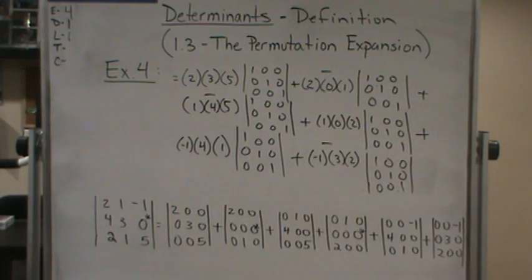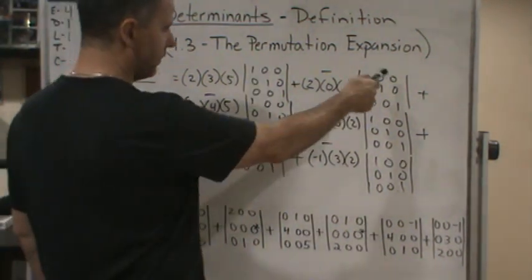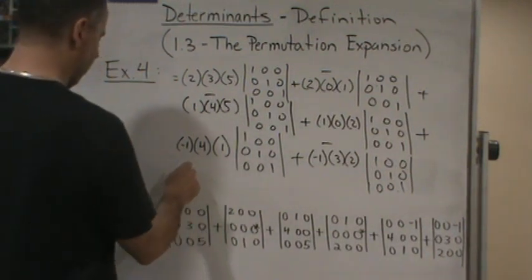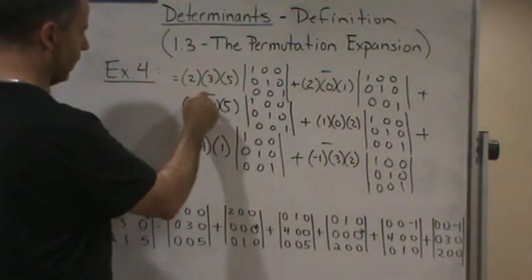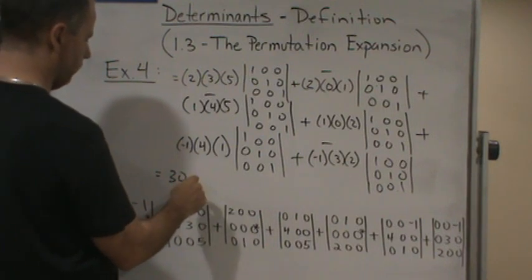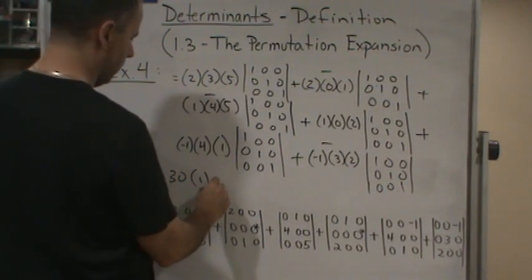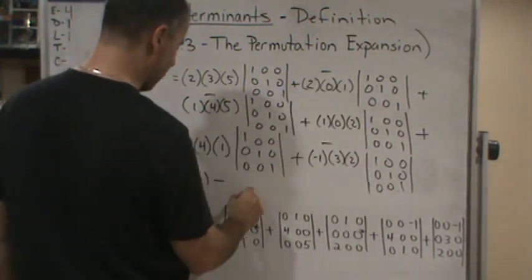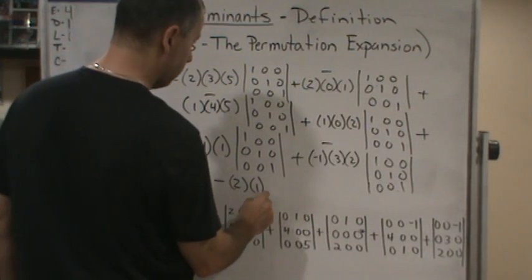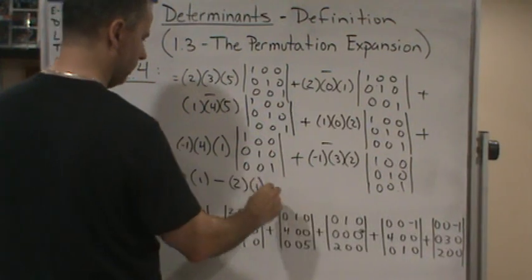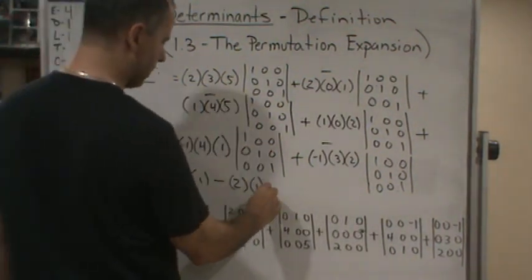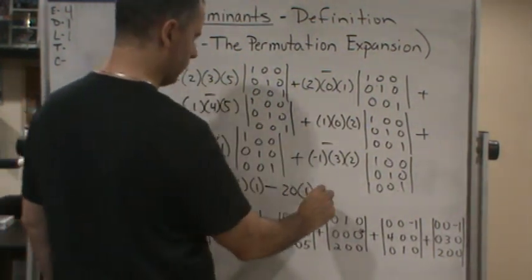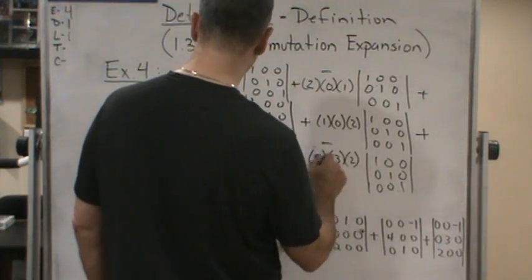Now, the best part is all of these determinants are just going to be 1. So the final result is just going to be what? This is going to be 30 times 1, minus, because of the minus sign, minus what? 2 times 1, because this is 2 and this is 1, plus, oh, now this is a minus sign, so this is going to be minus, this is going to be 20 times 1, and then of course plus 0.